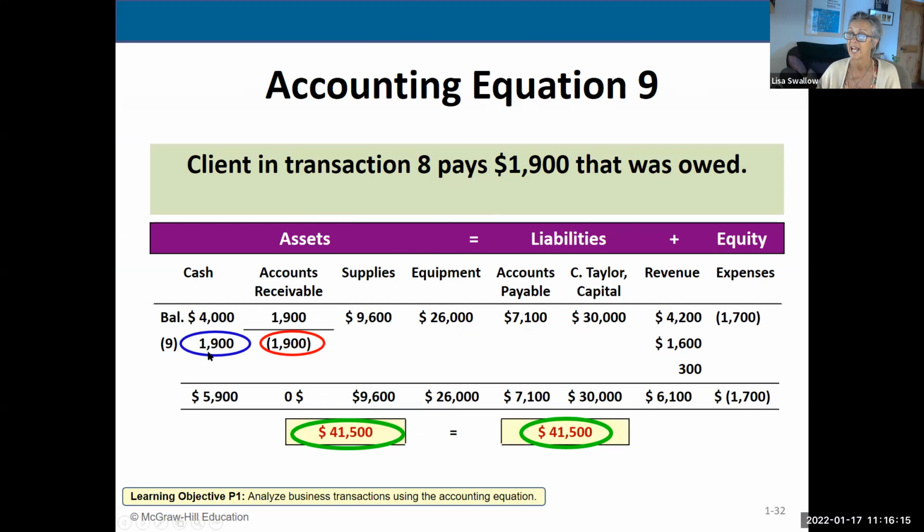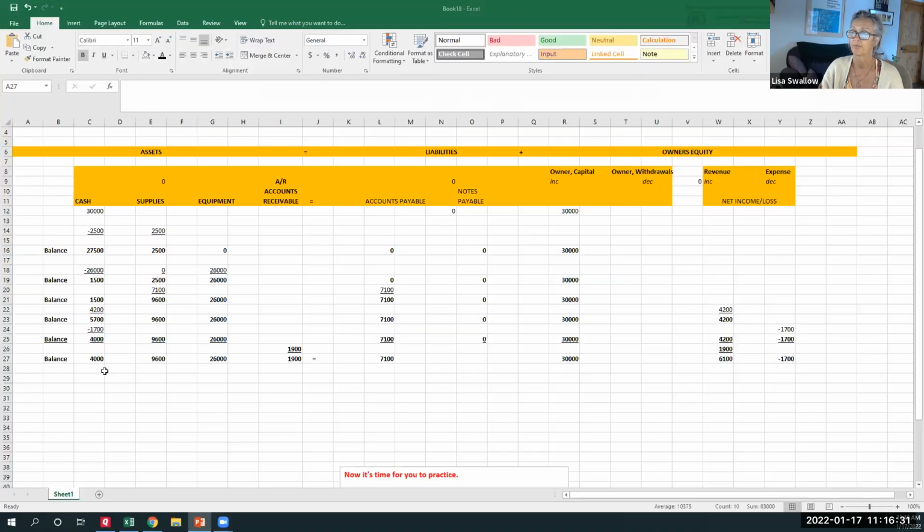So my cash just went up. My asset of cash went up. And my asset of accounts receivable went down because she just paid me. I don't have that asset on the books anymore. So let's go do that. Cool, $1,900 of cash. Decrease of my asset of AR.